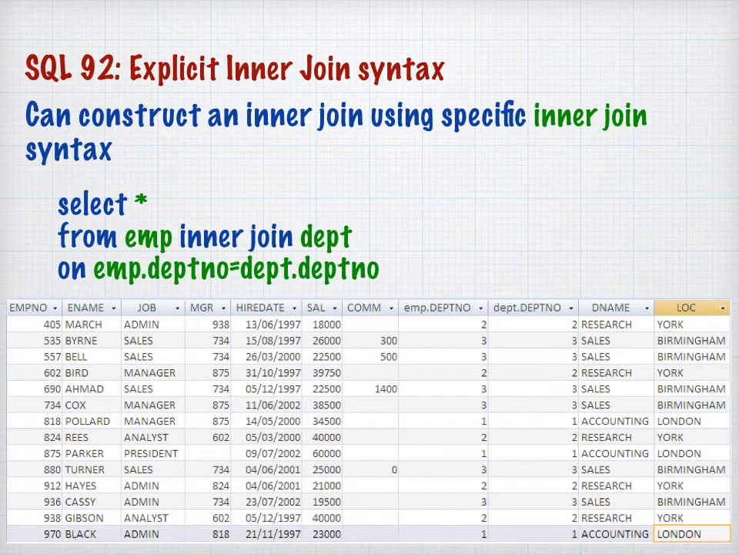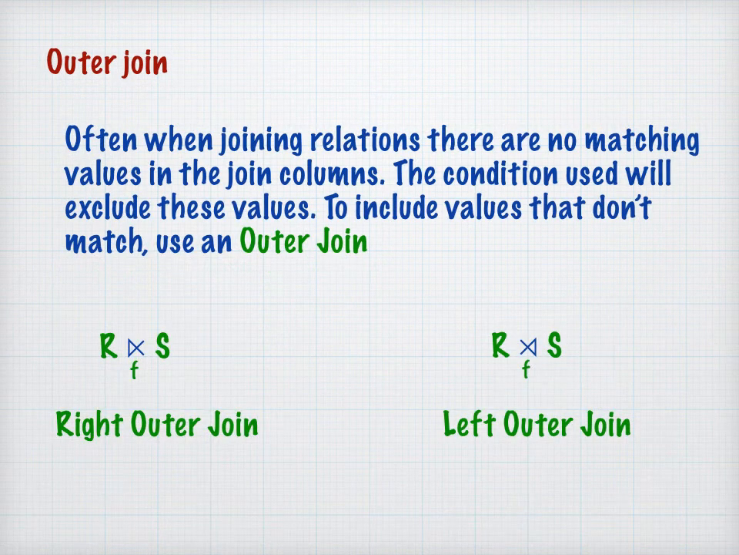So let's have a look at an outer join. Now, sometimes when you want to join the tables together, you want to include extra information. And that extra information you can include using this thing that's called an outer join. We've got two joins here, a right outer join and a left outer join. And in fact, there's a full outer join, which I'll talk about in a minute. I think this is best explained by example.